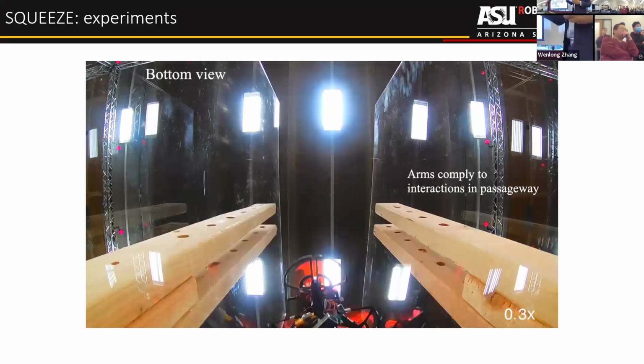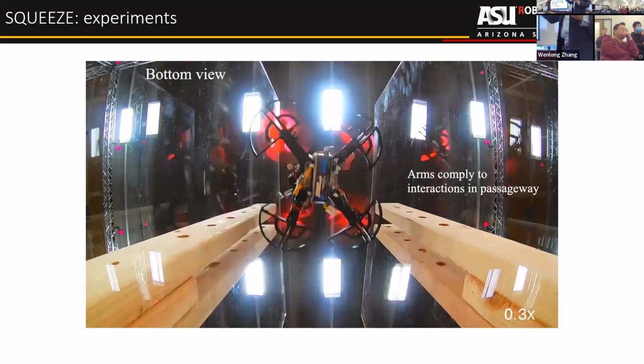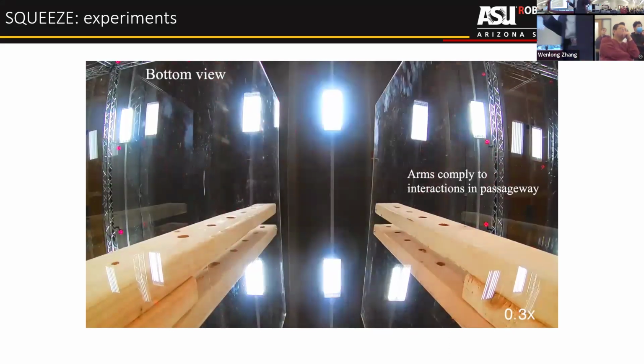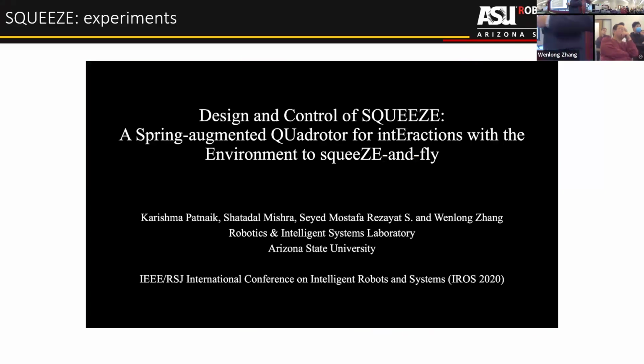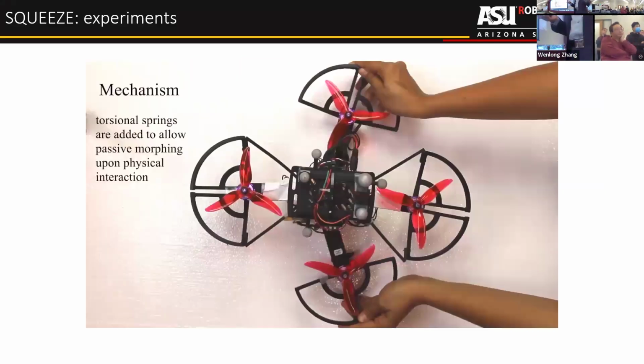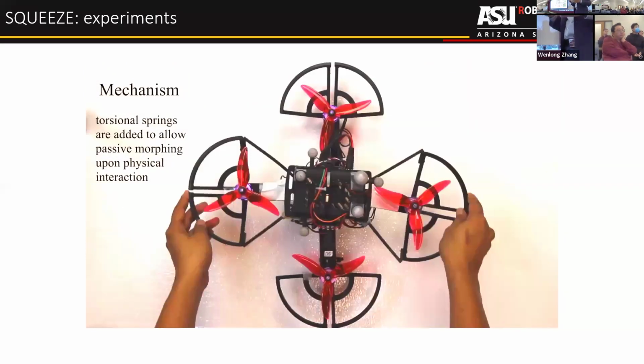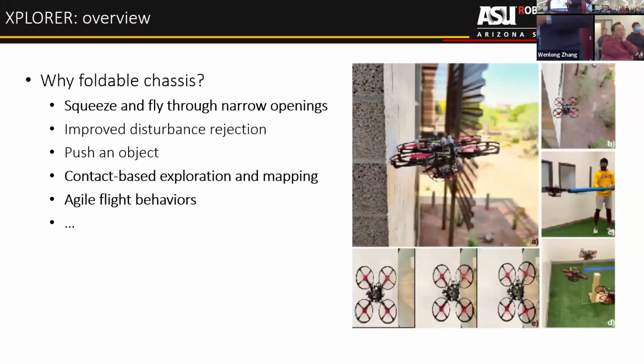So this is the drone at the beginning, and as you can tell, it yaws, and then when it goes out of the passageway, it retains its stability. So this is some interesting initial work we did on this passive foldable quadrotor. And that really motivated us to think about, okay, what are some of the additional benefits of having a foldable chassis?